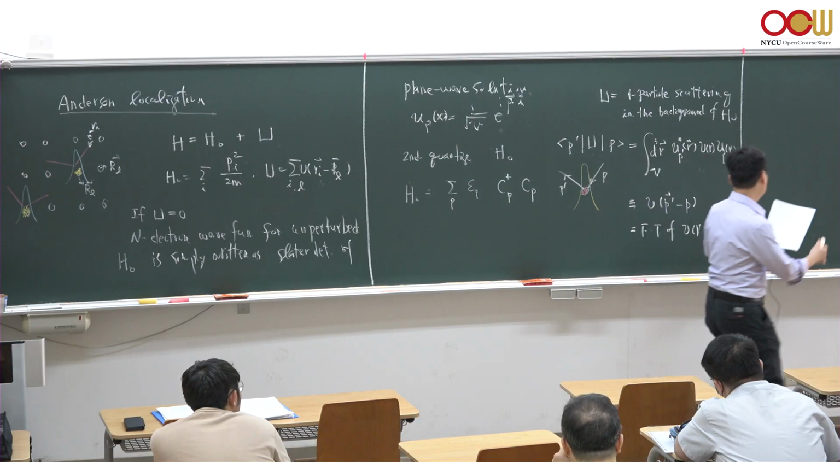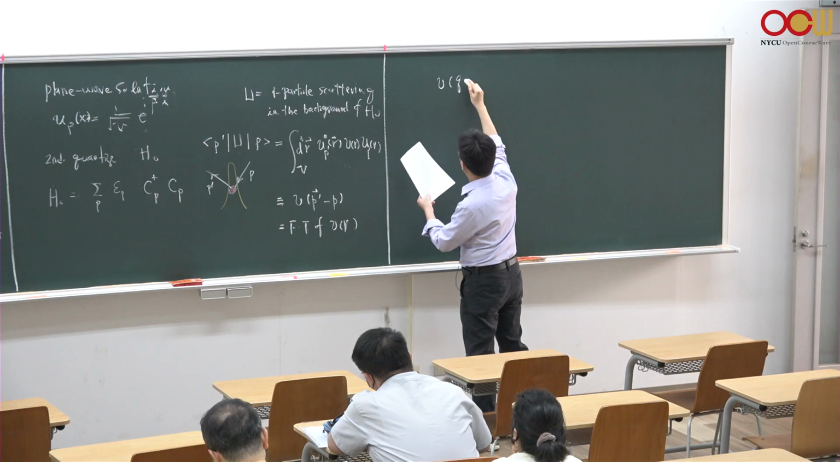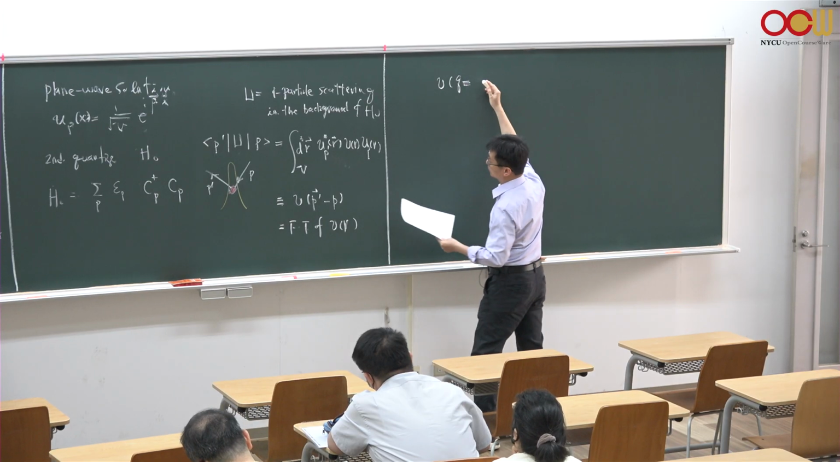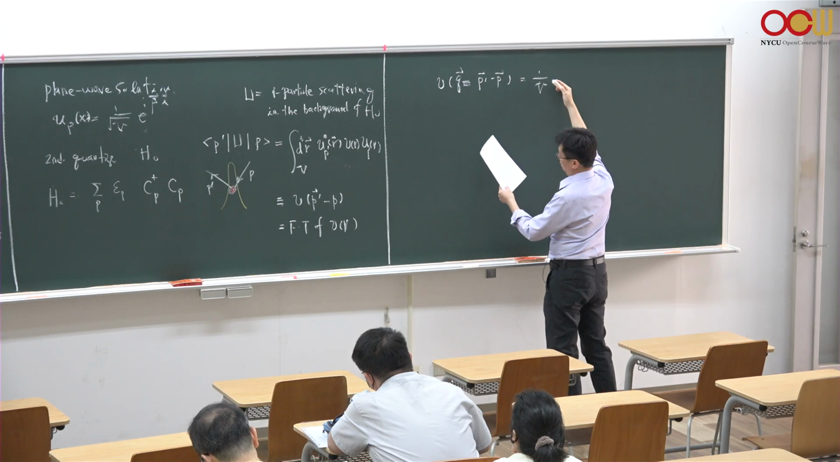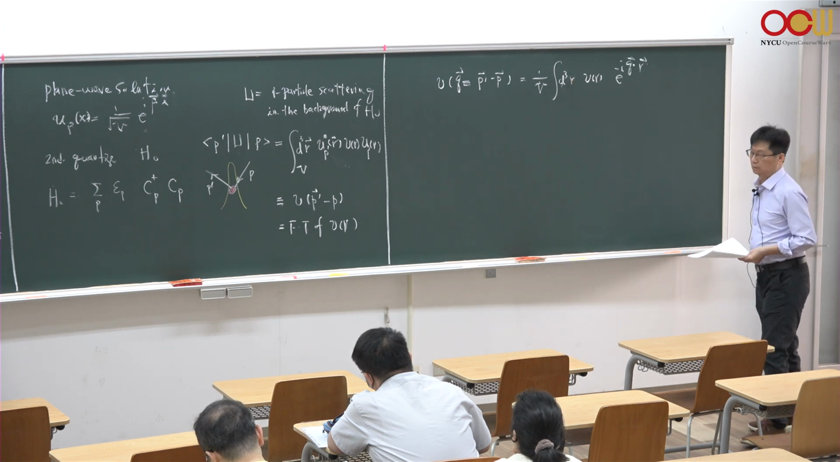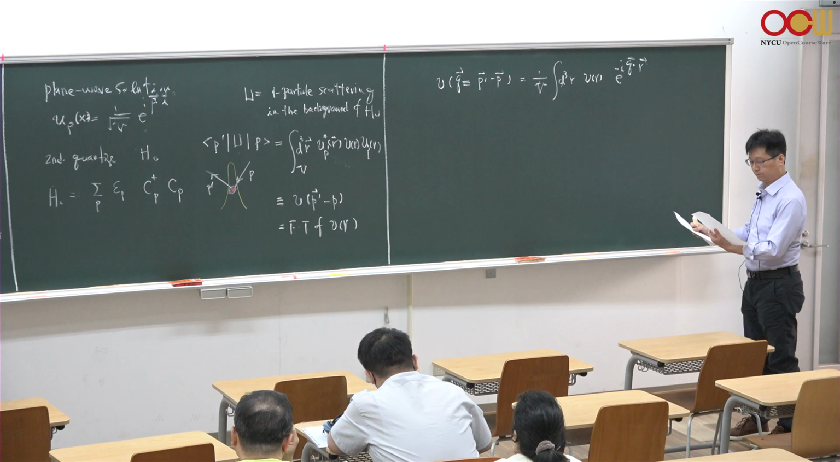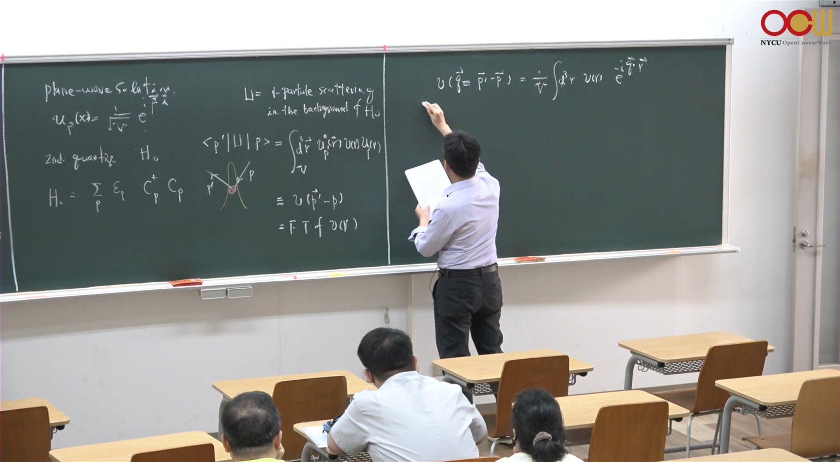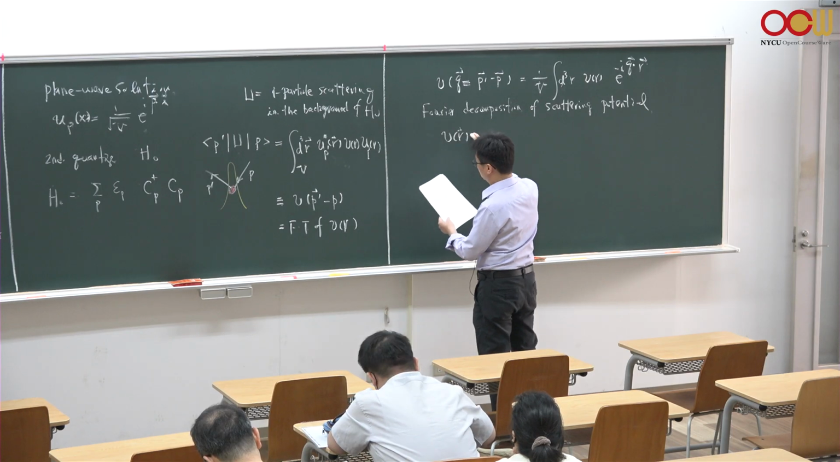So let me just write it down explicitly right here. V of Q is defined with P prime minus P, which is a momentum transfer, as this volume integral. Okay, so then we could just put these pieces together. As I mentioned, we could Fourier decompose the scattering potential like this.